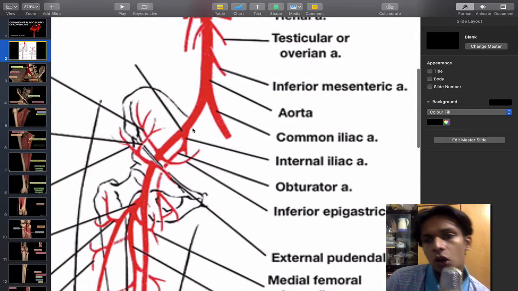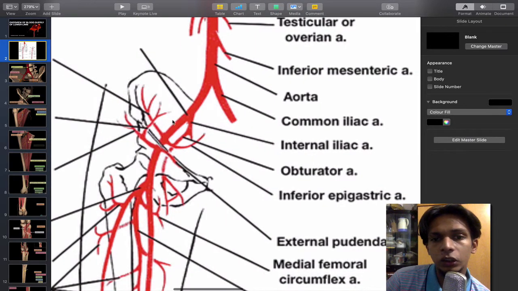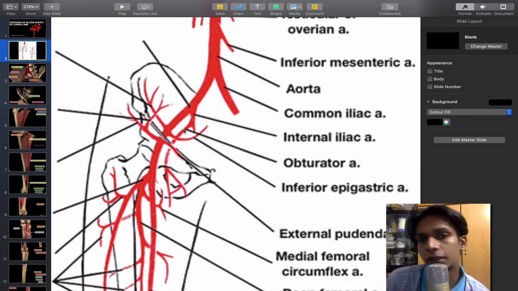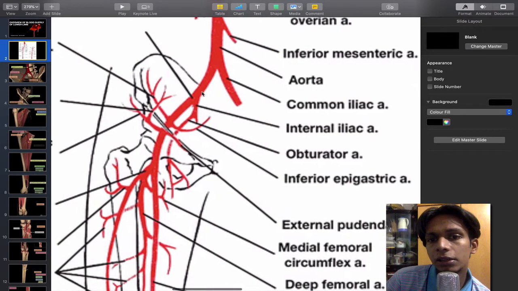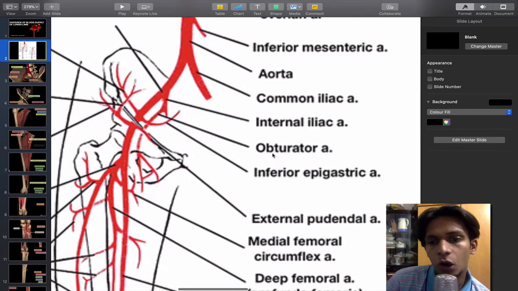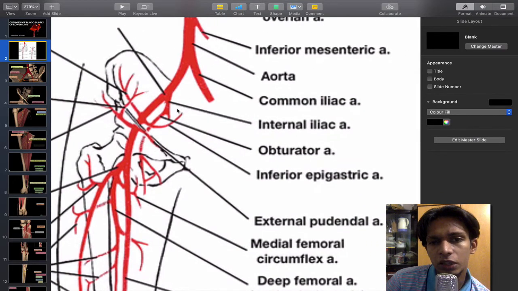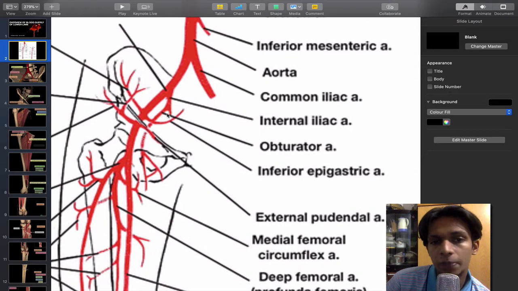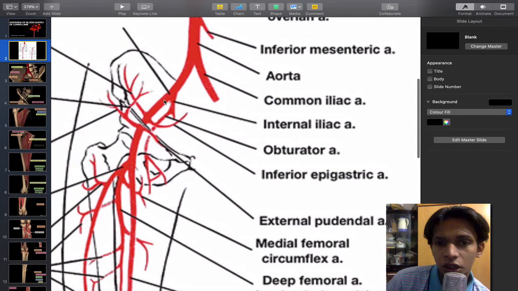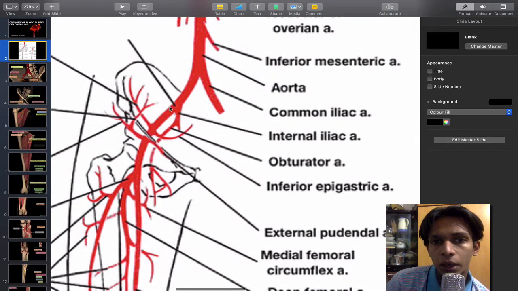Now, each common iliac artery divides into two: the external iliac artery and the internal iliac artery. The internal iliac artery divides into two and gives off the obturator artery and the inferior gluteal artery, which supply the posterior compartment of the gluteal region, which is the area of your butt.